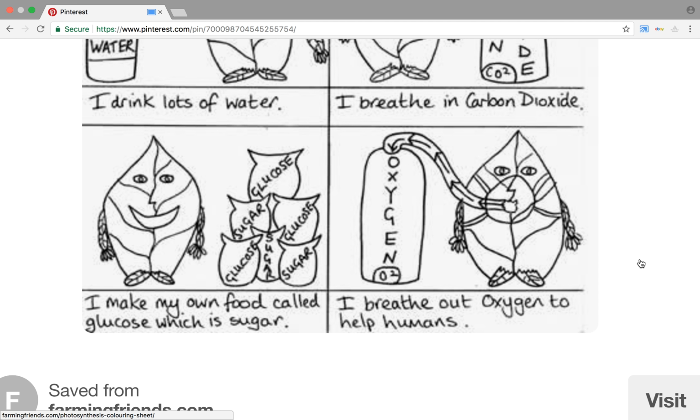Now, a lot of students get mixed up, they're confused. What's the difference between starch, sugar, and glucose? Starch is the sugar that is stored and is not used. Very good. So the leaf will make sugar or glucose. Sugar and glucose are the same. Okay, sugar and glucose are the same.